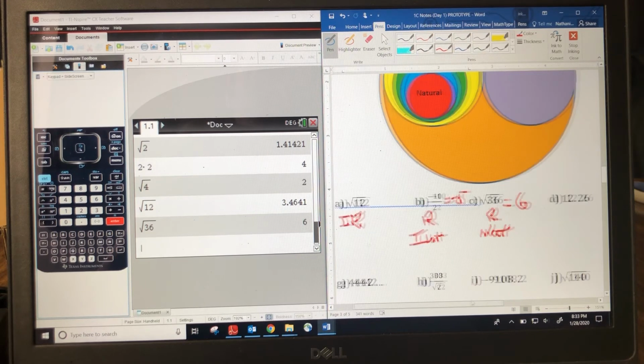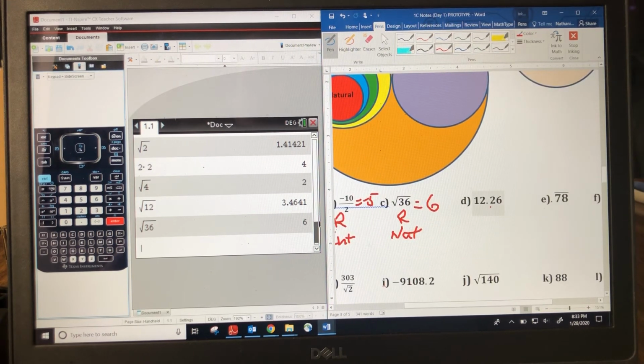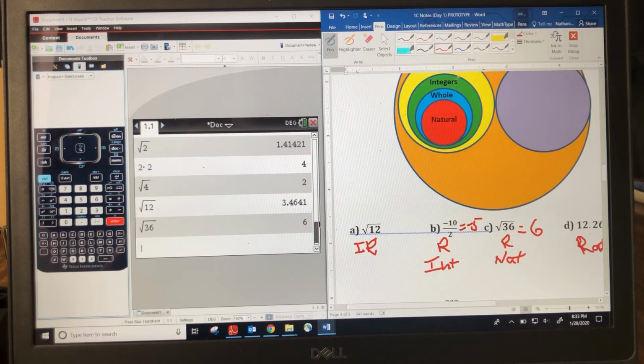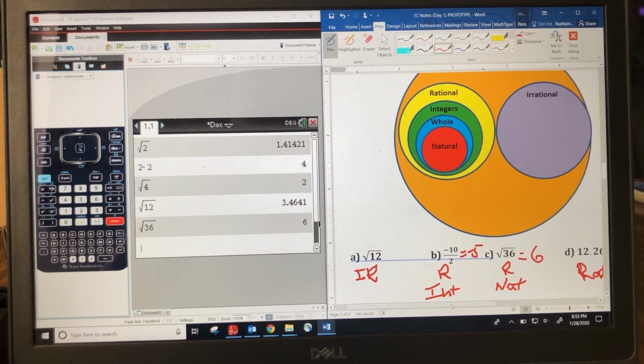All right, next we have 12 by 26. Well, we don't have to put anything in the calculator. That's a decimal. It ends. So that makes it rational. That R looks terrible. There we go. R. Rational. What is it? Well, it actually just is a rational number. So we could just say rational. It's because it's a decimal, it's just in our biggest group of just rationals.